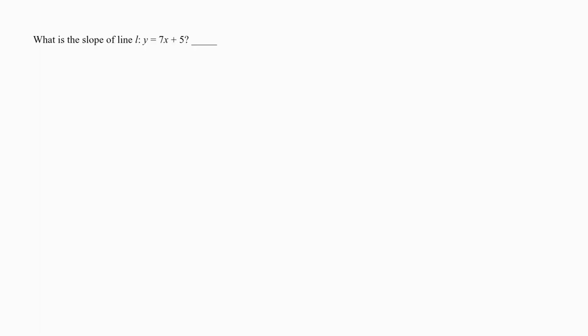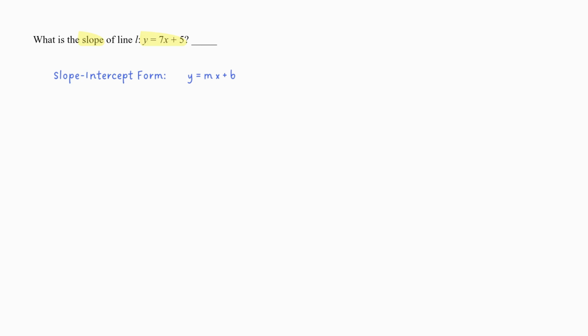Let's take a look at this question. We are asked to find the slope of the given line. The easiest way to find the slope is to look at the equation and see if it's written in slope-intercept form. The slope-intercept form looks like y equals mx plus b.